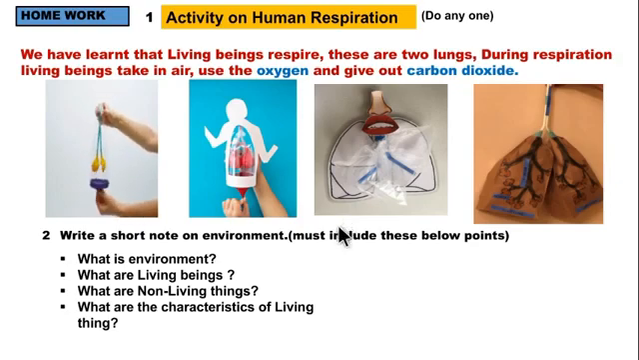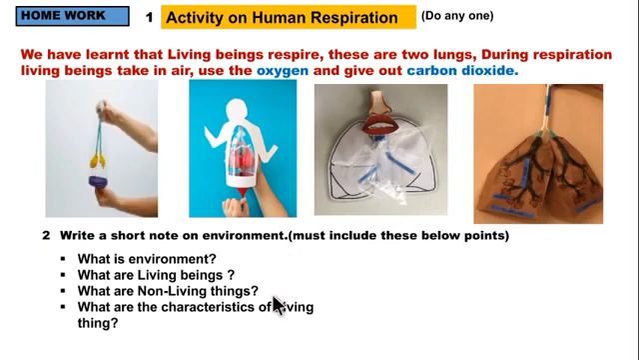Yes. So you have to do this activity. Do any one of these four. This is one example, and this one. You can do any one of these, and you have to post it in the group, and explain like this only. We have learned that living beings respire. These are two lungs. During respiration, living beings take in air, use the oxygen and give out carbon dioxide. You can make any one, and post it in the group, children.